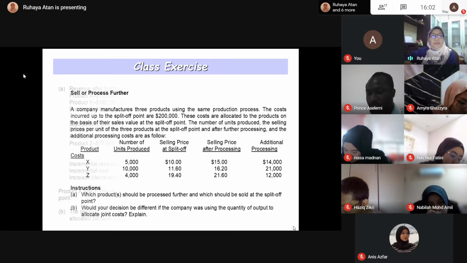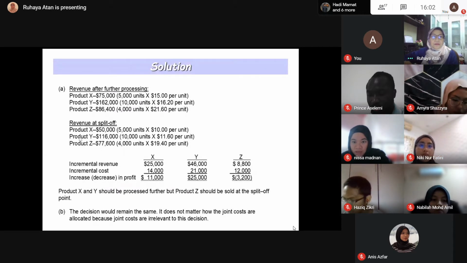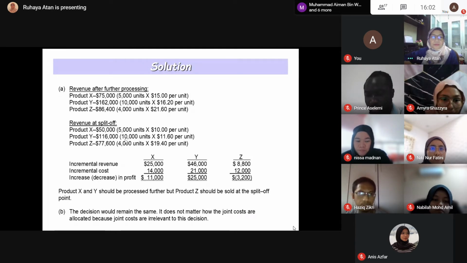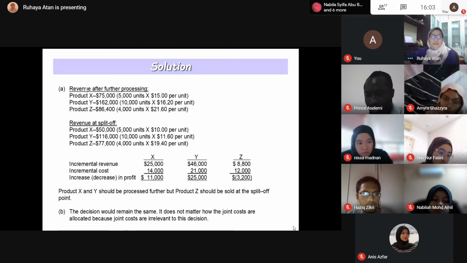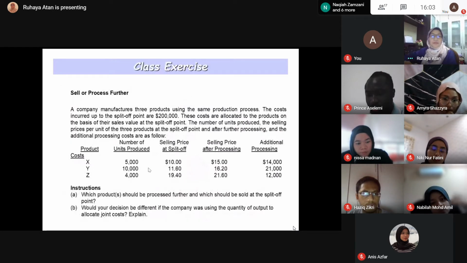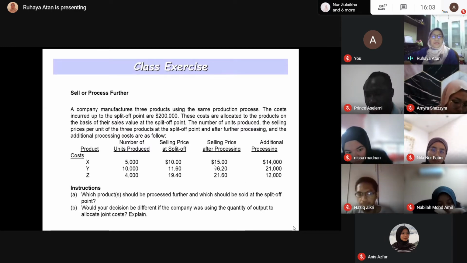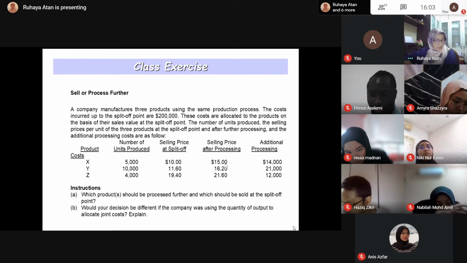Okay, let's see what you have done. So first I said calculate the revenue at the split off point and also if you process further. If we go back to the question, if you sell at the split off point it is $10. If you process further, you are selling at $15.